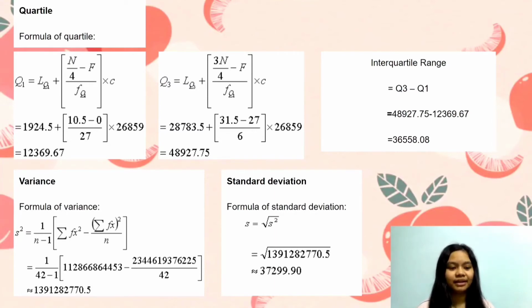Next is variance. By using the formula, we can calculate that the variance is about 13912.82770.5. And for standard deviation, the formula is the square root of the variance, and the answer is about 37299.90.